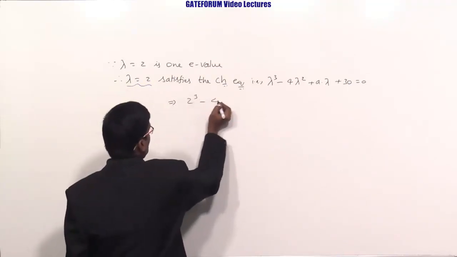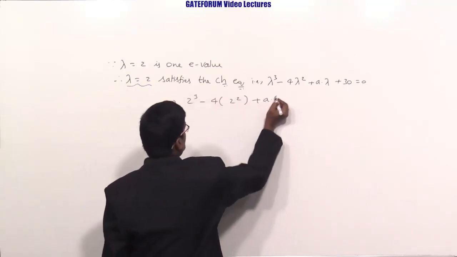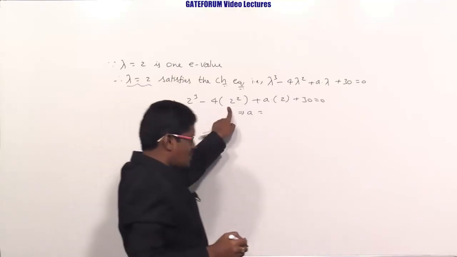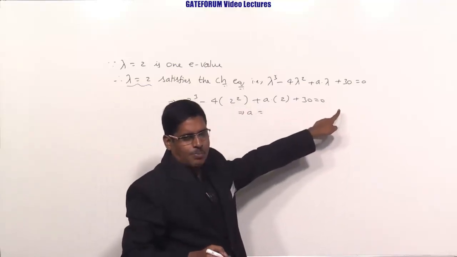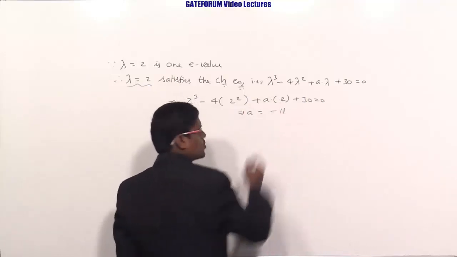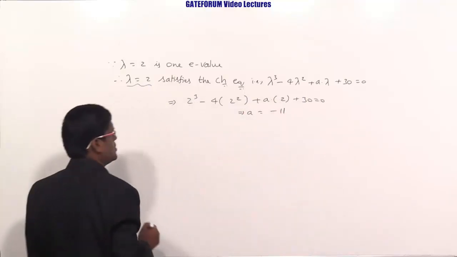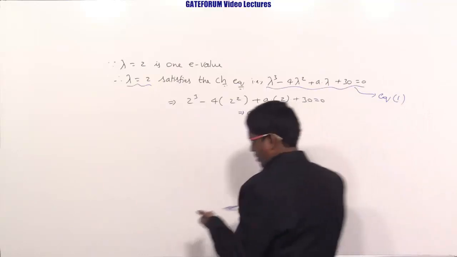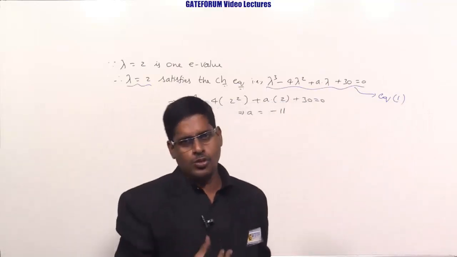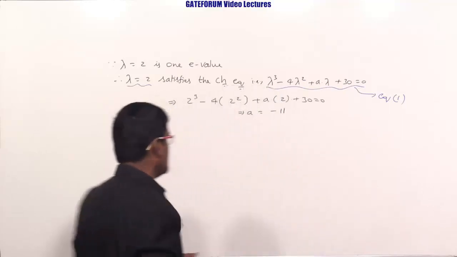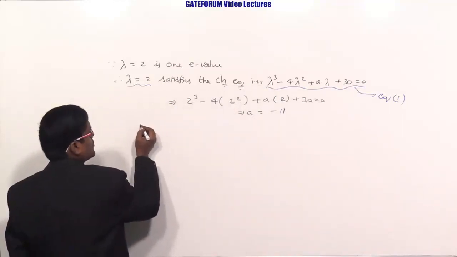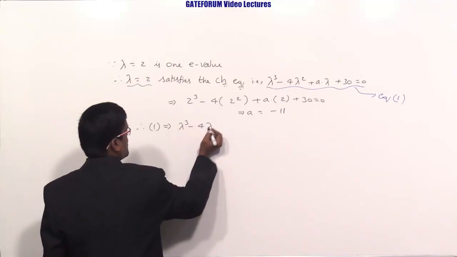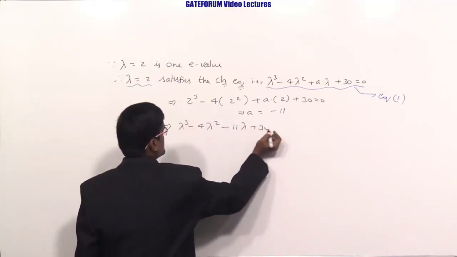So this is satisfying means, which is one of the roots of the equation, will give LHS equal to RHS. So 2 cube minus 4 into 2 square plus A into 2 plus 30 is equal to 0. So from this A is equal to, 8 minus 16 minus 8 plus 30, 22, shifting to right side, minus 22 dividing by 2, that is A is equal to minus 11. Say this is equation 1. So how do you write an equation when you know roots, which is nothing but product of the factors?